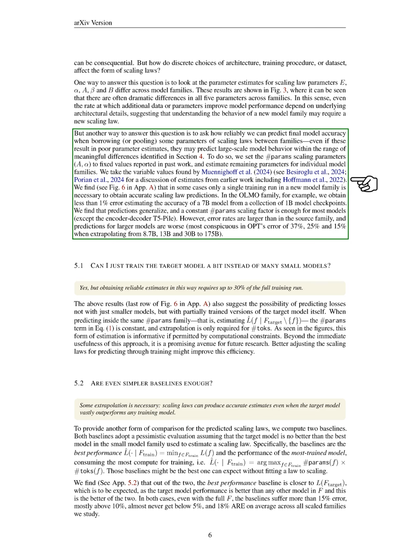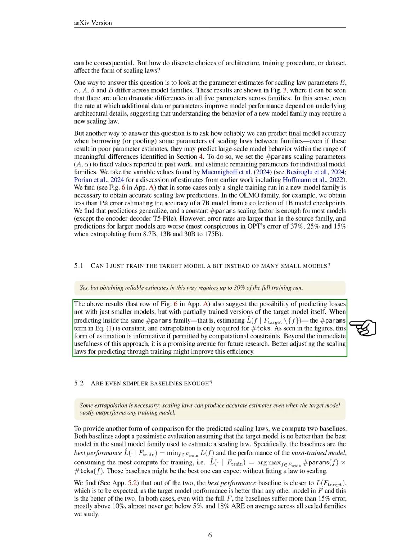We find that a constant scaling factor works for most models, except for the encoder-decoder T5 pile. However, we observe that error rates are higher than in the source family, especially for larger models. Next, we consider whether we can predict losses using partially trained versions of the target model instead of smaller models. When estimating within the same family, we find that the scaling term remains constant, and we only need to extrapolate for the other parameter. This method proves useful, given computational limits, and suggests a promising direction for future research to enhance efficiency in scaling law predictions.